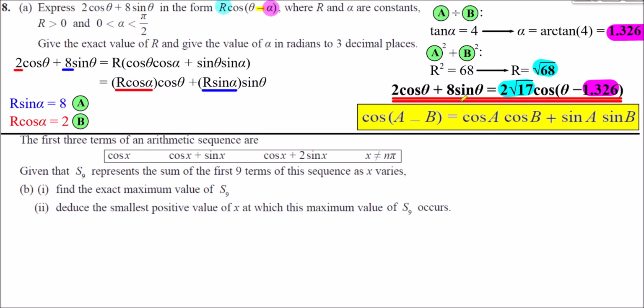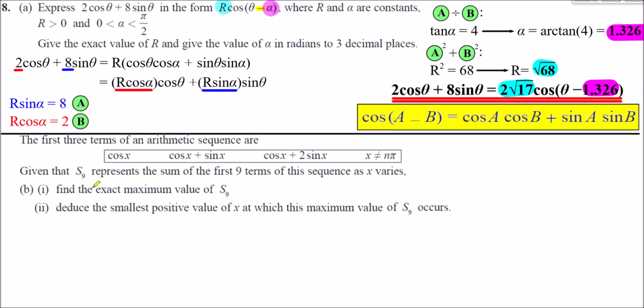So now what we're going to do is see how this links to part B. Part B doesn't seem to link much at all. You're talking about a sequence now, but actually you need to spot that part A will link to this. Always, if you have a question with multiple parts, always be thinking, do the previous parts help me for this part I'm doing now? It's an arithmetic sequence anyway.